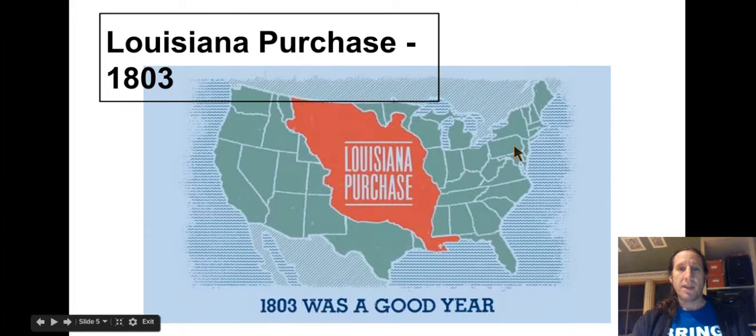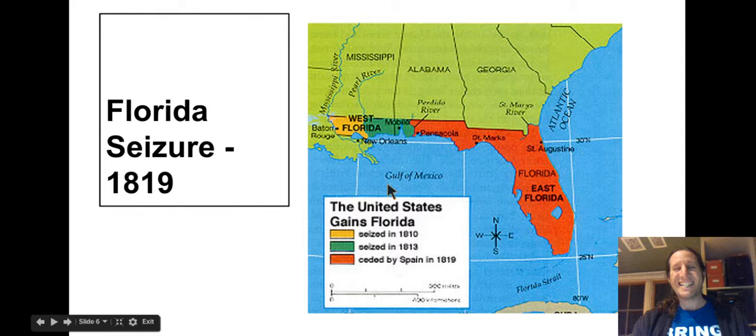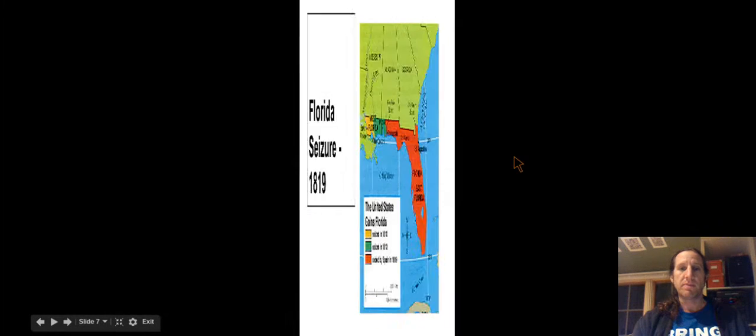Okay, so here we go. After 1783, the United States makes a huge purchase from France to double the size of the country, and this is the Louisiana Purchase in 1803. This was followed in 1819 by the Florida seizure, and at this point, this land that had been Spain's becomes part of the United States.